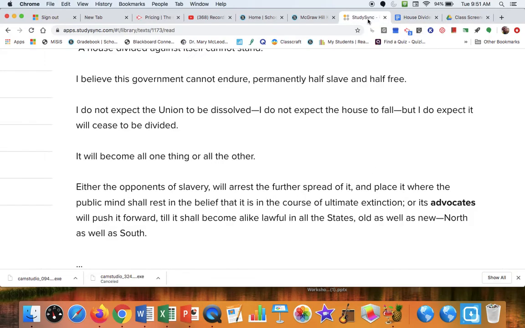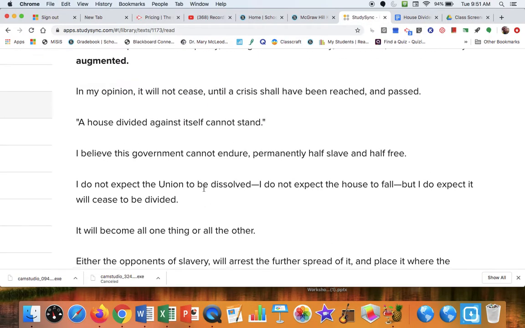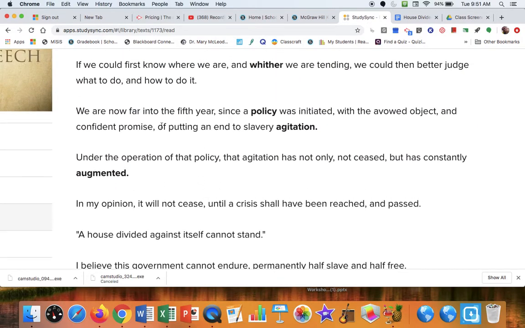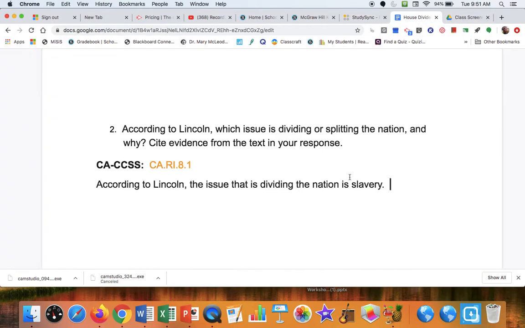So let's get some evidence. So he states here, in my opinion, it will not cease. So we have to go back, not ceased, and here he mentions slavery. Okay, so let's write slavery agitation. Putting an end to slavery agitation. We're going to copy that, and let's go over here.